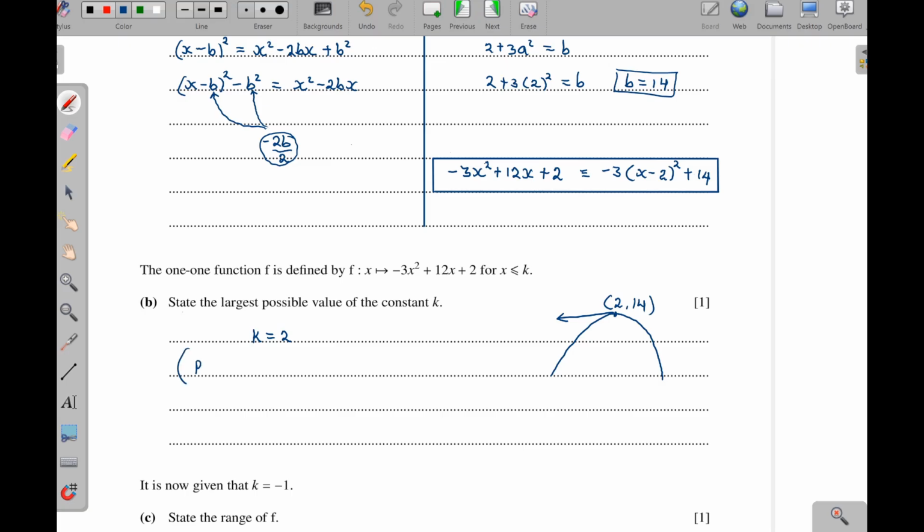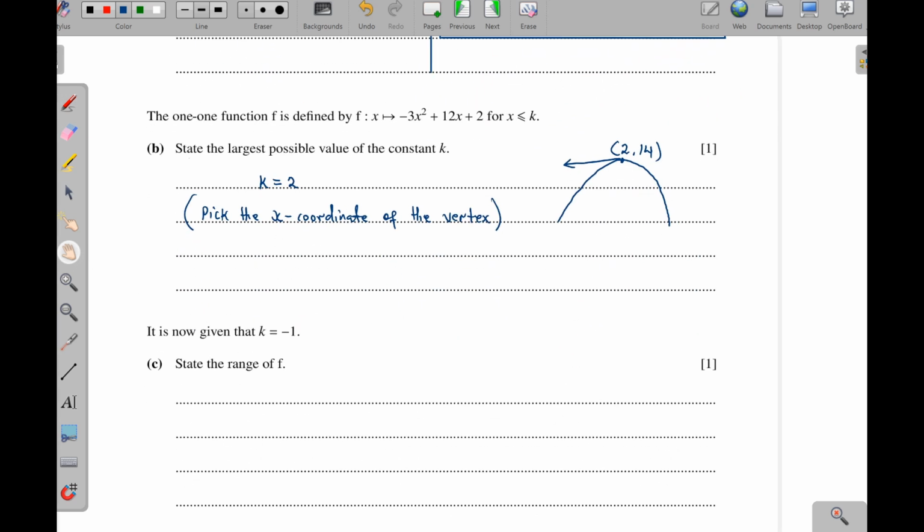So what I'm saying here, you pick the x coordinate of the vertex, as simple as that. Then they are saying it is now given that k is equal to -1. Still we are looking at the left, so -1 will be here, okay, but then it will correspond to a y value. Remember, this one is continuing. It will correspond to a y value.